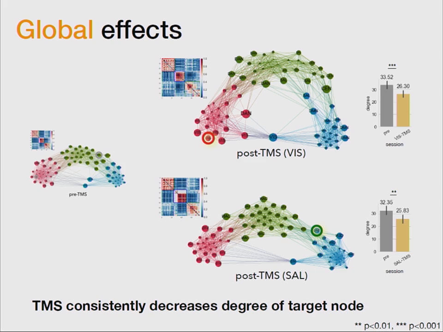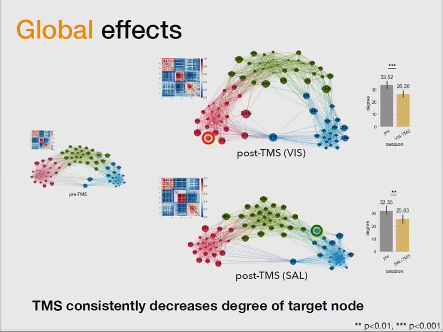But what is also very interesting is that we have a consistent nodal degree effect, meaning that after the stimulation of the occipital node, highlighted in red at the top of the slide, which is the topological representation after visual stimulation, and in the bottom, the highlighted node in green after salience stimulation. On the right, we see the bar plots of this nodal degree, which consistently decrease after both stimulations.